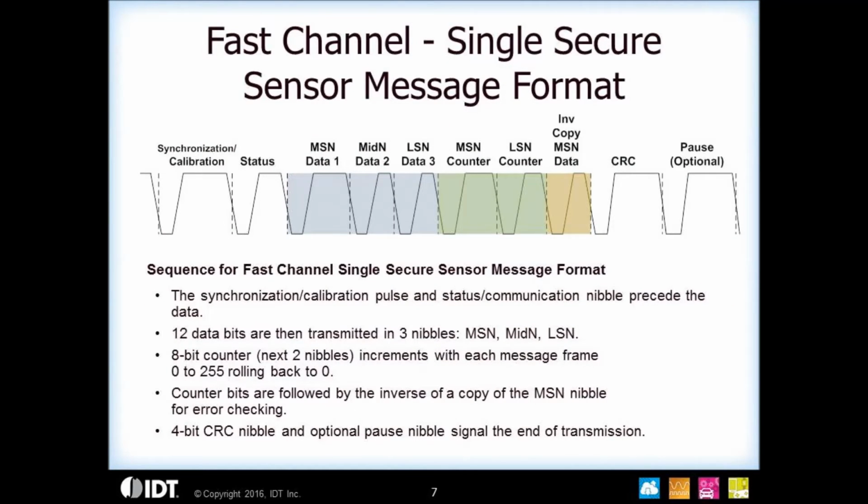The second fast channel format is called the single secure message. This one also starts with synchronization pulse, then the status nibble, followed by 12 bits of data, then an 8-bit counter that increments from 0 to all ones and then rolls over back to all zeros, the inverse of the most significant nibble, a CRC, and then a pause pulse.